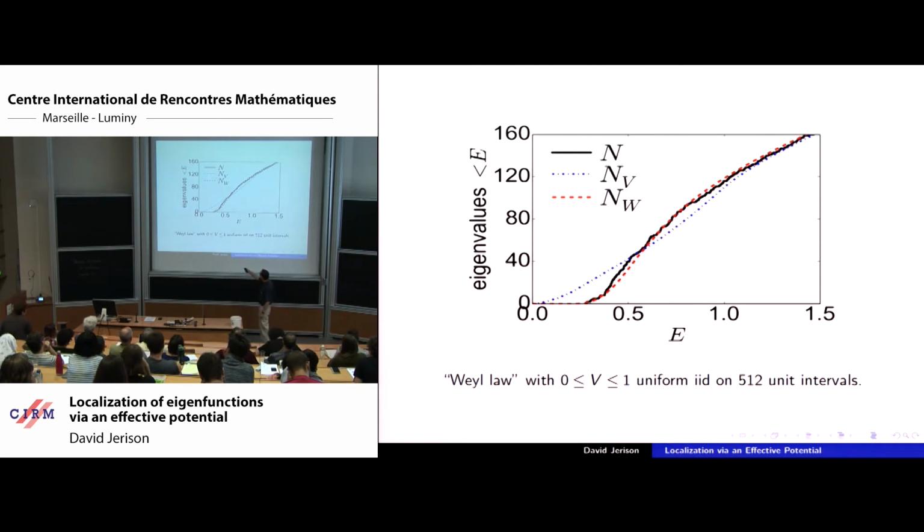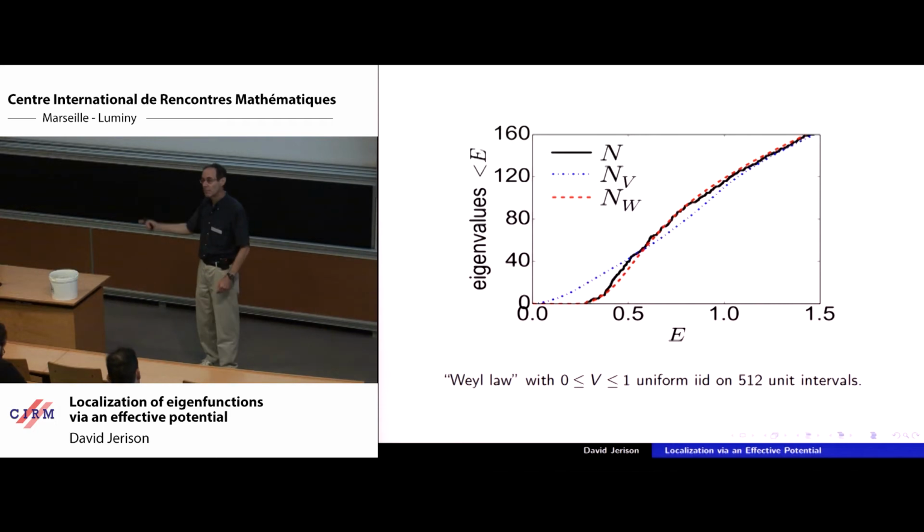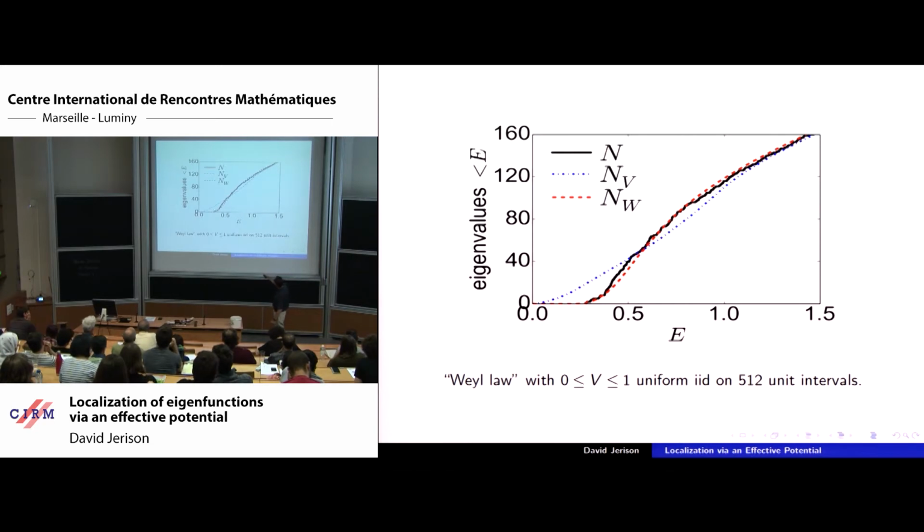And what kind of potential is it? It's uniform between 0 and 1. So on 512 unit intervals, we have a long line, which is 512 long. And on each unit interval, we put a number between 0 and 1, uniformly at random. Then we compare the actual eigenfunctions, the black line here, the actual count according to energy level of the eigenfunctions. This is the number of eigenvalues less than that energy level, and we see what that is.